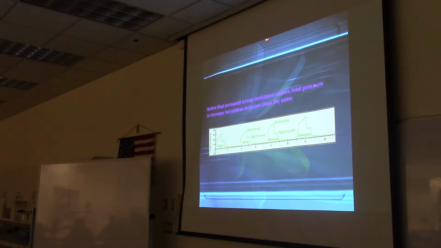Notice that increased airway resistance causes total pressure to increase, but the plateau pressure stays the same. All right, so breath number 2, we see the peak pressure is 28. And in breath number 3, we see the peak pressure is 36 centimeters of water. What do you think caused the pressure to go up? Was it the stiffness of the alveoli, or was it airway resistance? Airway resistance. Very good, it was airway resistance.